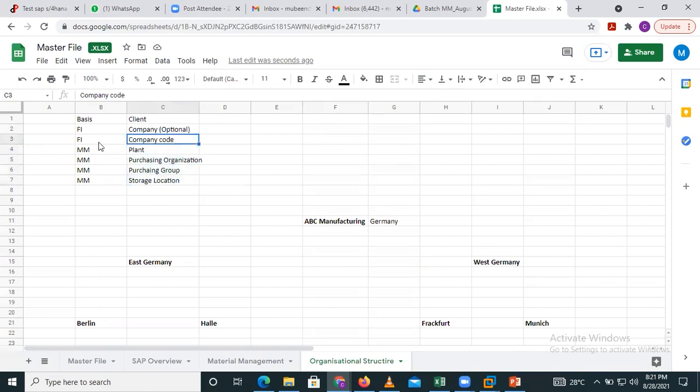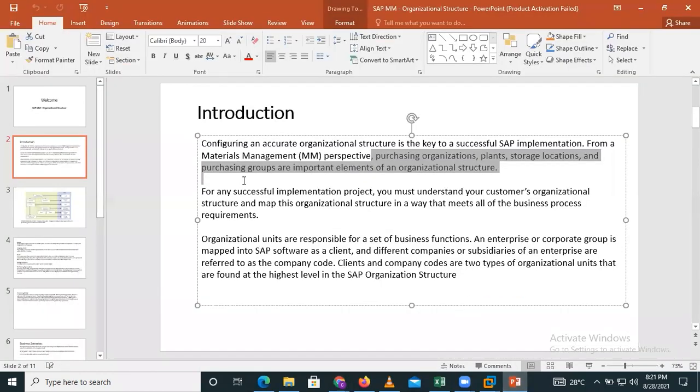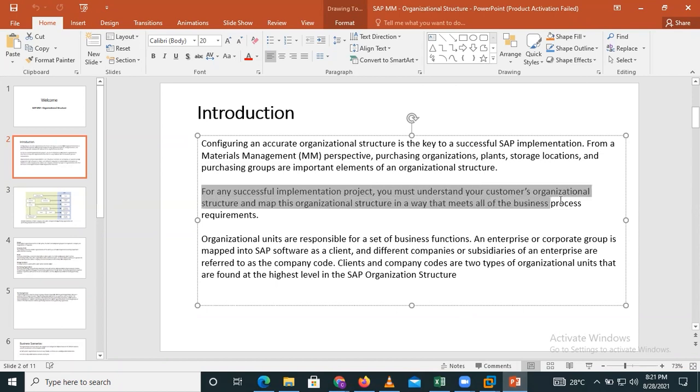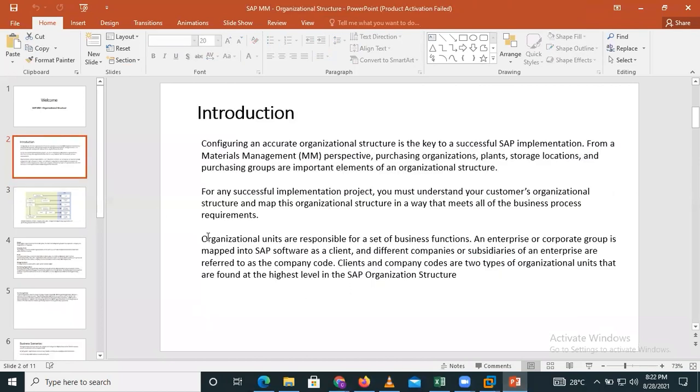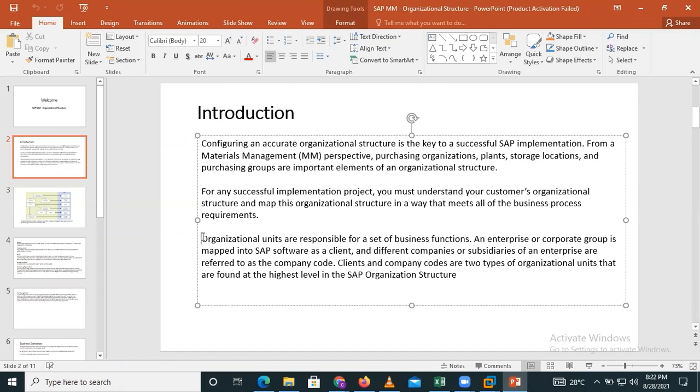While company code comes from the FI point of view. Now, for any successful implementation project, you must understand your customer's organization structure and map this organization structure in a way that meets all the business process requirements, which we just discussed. Organization units are responsible for a set of business transactions, a set of business functions. An enterprise or corporate group is mapped into SAP software as a client.